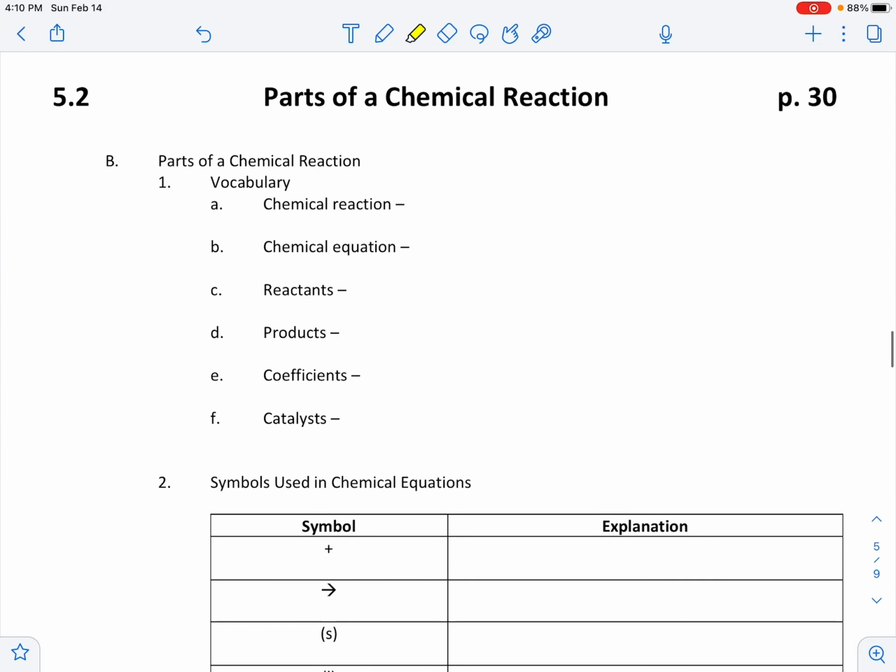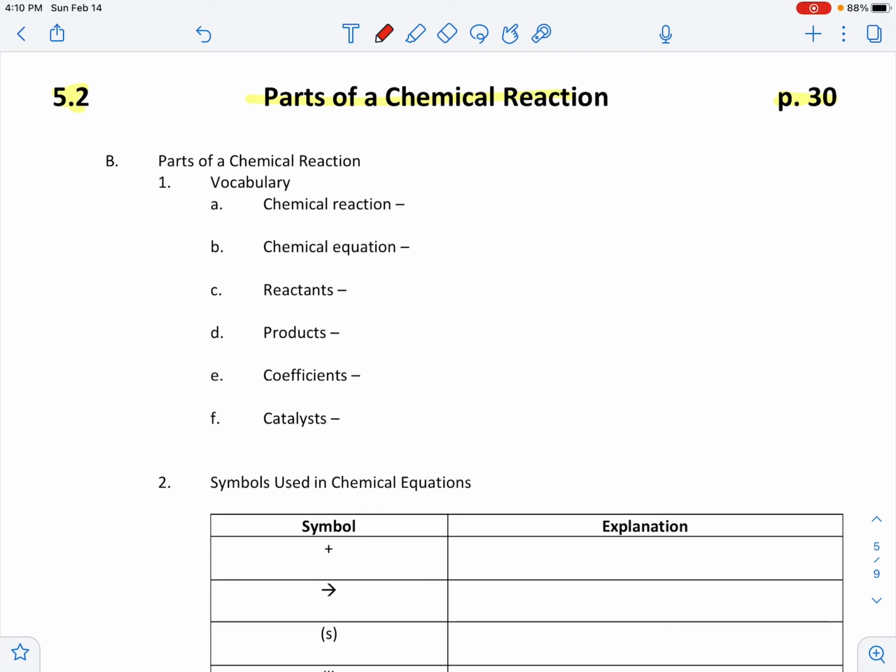All right, so today's topic, 5.2, parts of a chemical reaction. This is page 30. We've got a lot of vocab, and then we have just a little bit of information, kind of some helpers, and this stuff is going to help us through balancing chemical equations, which is our next video. All right, so let's kind of jump right in.